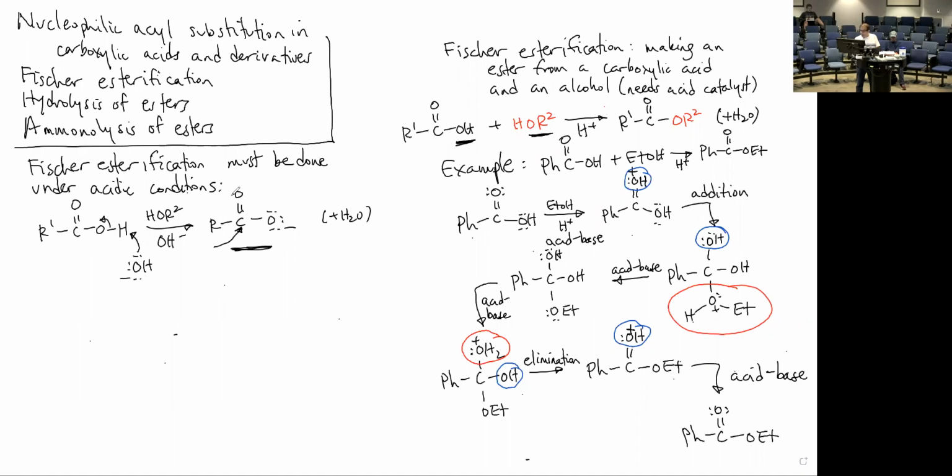This species already has a full -1 charge. It doesn't want to receive any more electron density. So that's the reason why Fischer esterification must be done under acidic conditions. Otherwise, the carboxylic acid will just get deprotonated and no further reaction will happen.